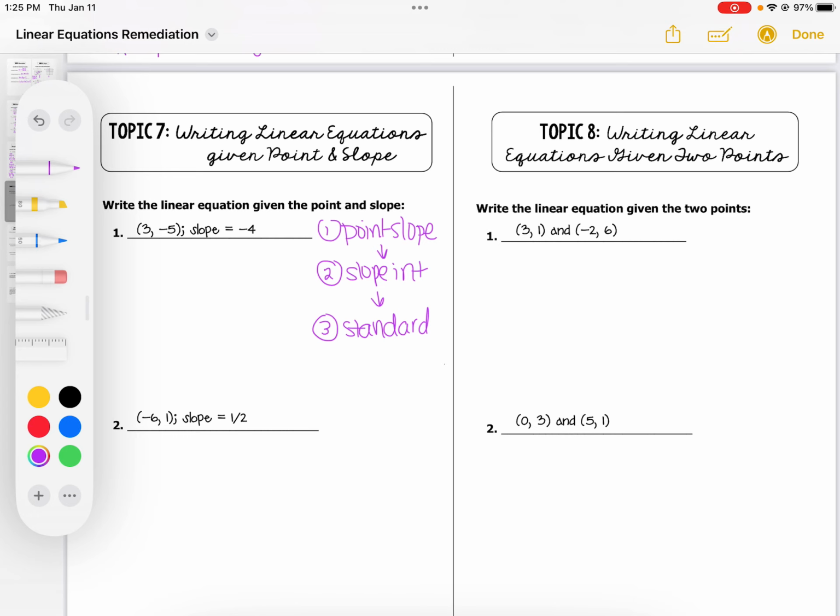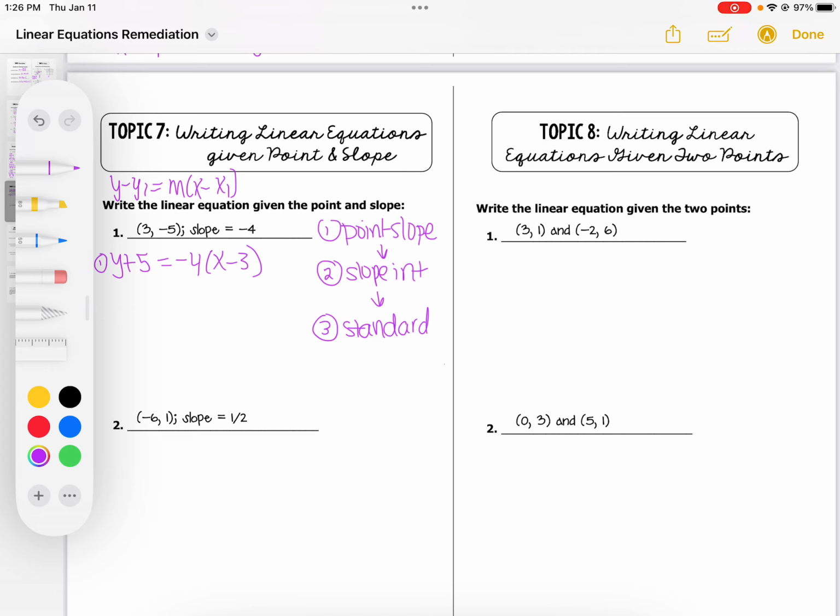So, point-slope form. We already have the formula in the previous page. It's y minus y1 equals m times x minus x1. This equation would be y plus 5 equals negative 4 times x minus 3. That would be the answer to number 1. That's the equation in point-slope form.